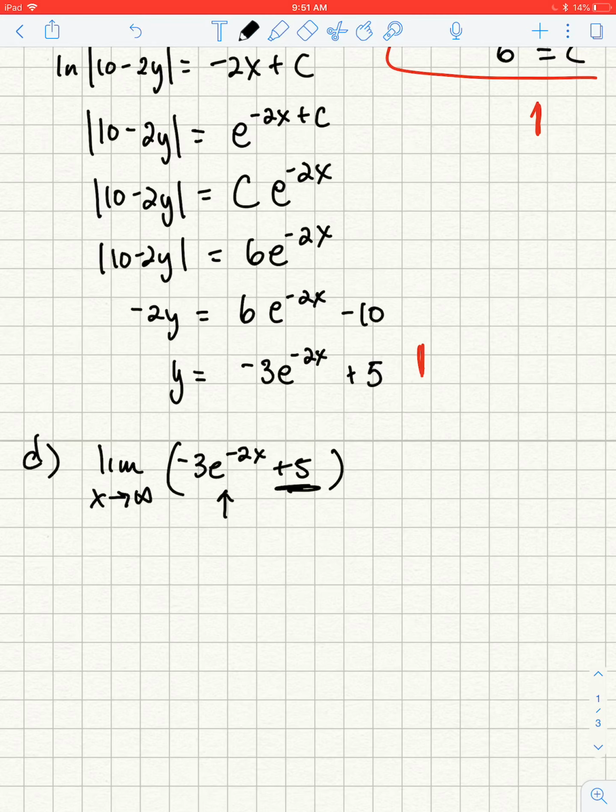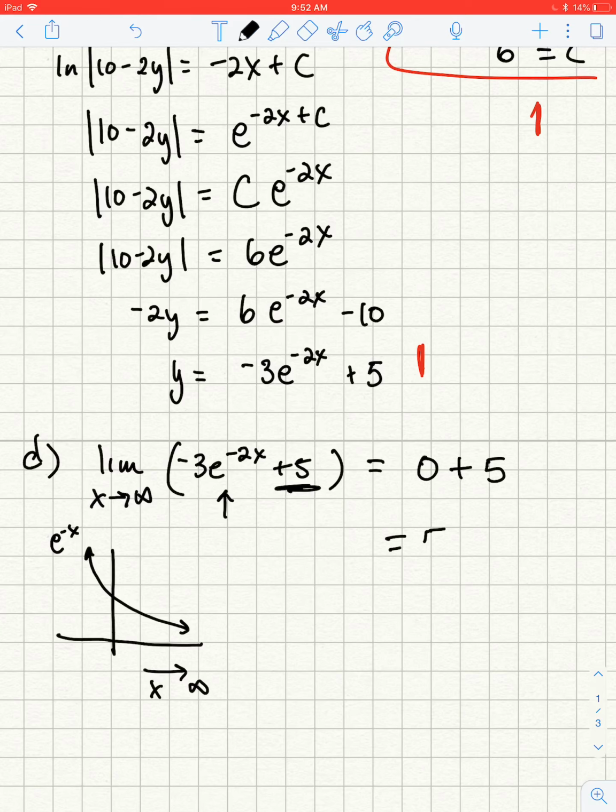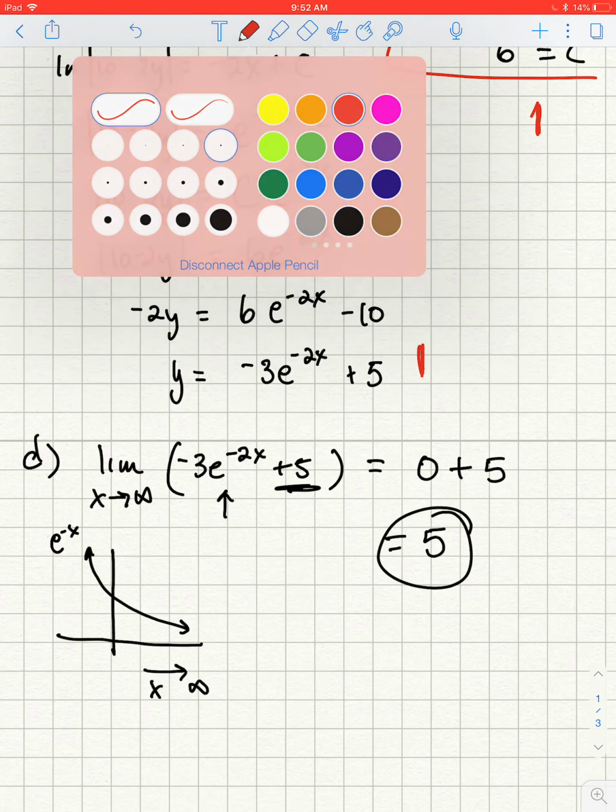This is where you have to know what that looks like and what your limit is going to be. So anytime it's e to the negative x, it's going to look like this. And you could see as x gets bigger and bigger or approaches infinity, the function is getting closer and closer to 0. So this is actually 0 plus 5, or just 5. And that one was only 1 point.